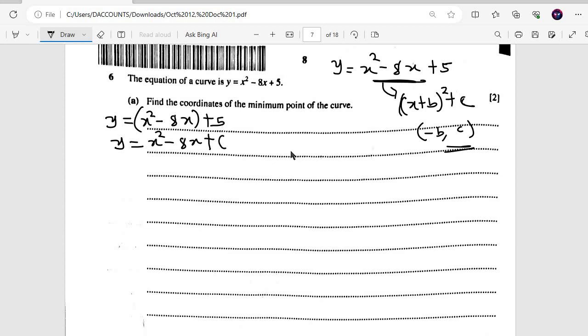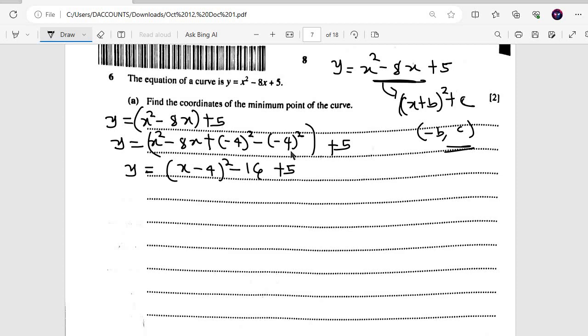Minus 8, half of minus 8 is minus 4. You square it and also subtract that minus 4 squared. You add it, also subtract it, plus 5 is still the same. So from here we have (x minus 4) all squared minus 4 squared, which is 16.